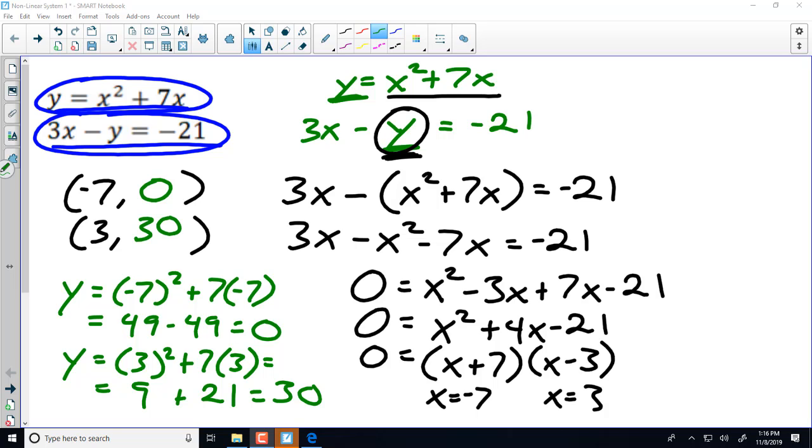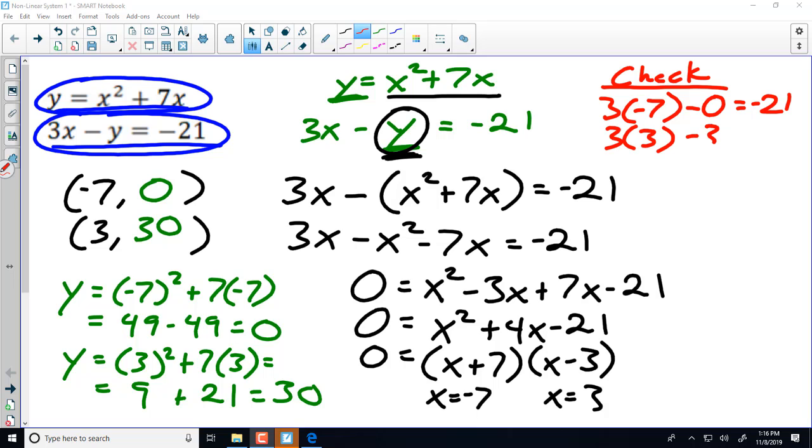Then what you should do is check those numbers in the second equation. Since we generated them with the first one, we check them in the second. So we'll do a little check up here. I check negative 7 and 0 in the second equation. That's going to be 3 times negative 7 minus 0 equals negative 21. Negative 21 equals negative 21. Good. And then 3 times 3 minus 30, well, 9 minus 30 is negative 21. So we have two answers to this problem, here and here.